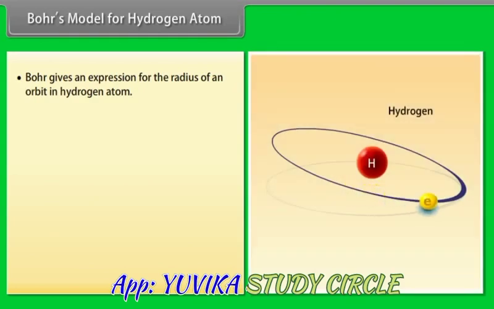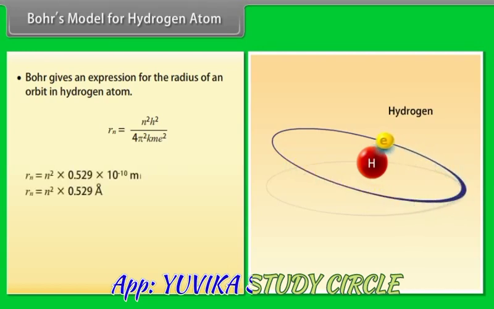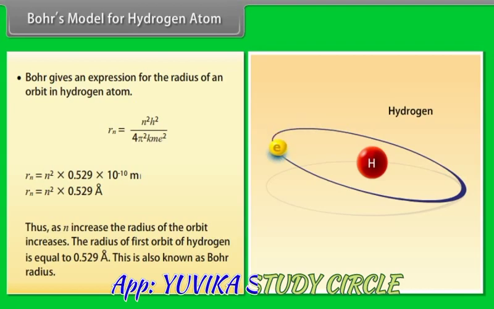Bohr gives an expression for the radius of an orbit in hydrogen atom. Rn is equal to n square into h square divided by 4 into pi square into k into m into e square. Rn is equal to n square into 0.529 into 10 raised to minus 10 meter. Rn is equal to n square into 0.529 angstrom. Thus, as n increases, the radius of the orbit increases. The radius of first orbit of hydrogen is equal to 0.529 angstrom. This is also known as Bohr's radius.